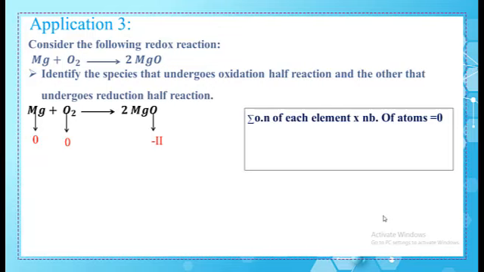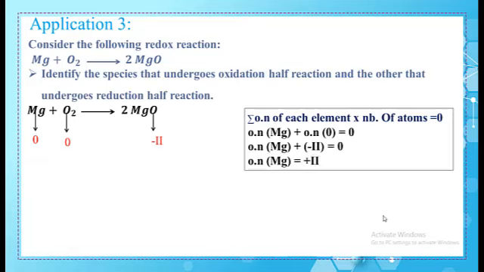The summation of the oxidation number of each element times the number of atoms equals 0. Oxidation number of Mg plus oxidation number of O equals 0. Oxidation number of Mg plus minus 2 equals 0. Thus, the oxidation number of Mg equals plus 2. So we can put plus 2.